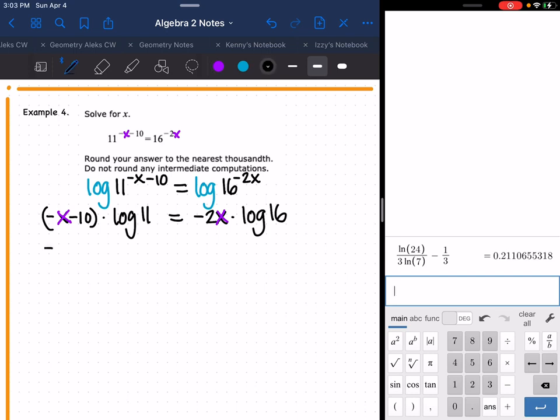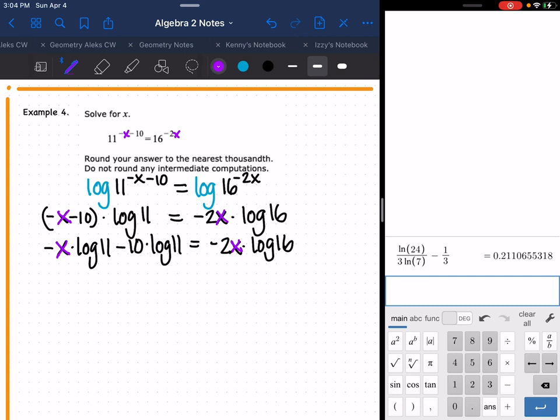I'm going to say negative x times the log of 11 minus 10 times the log of 11 is equal to negative 2x times the log of 16. I'm just going to come back in and make sure that I know where my x's are, because the next thing I want to do is get my x's on the same side. I want the x's together.